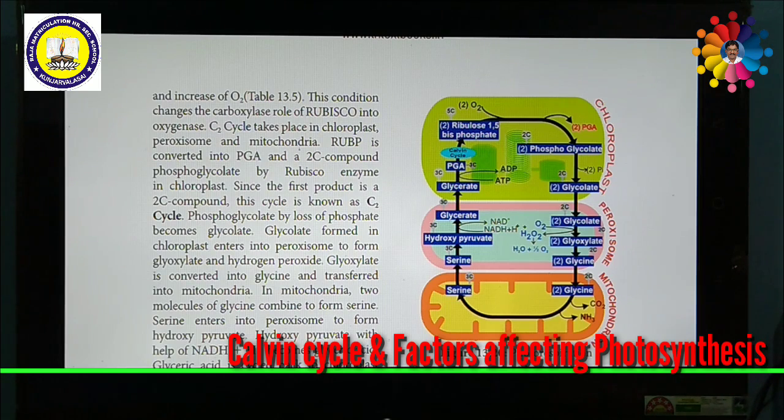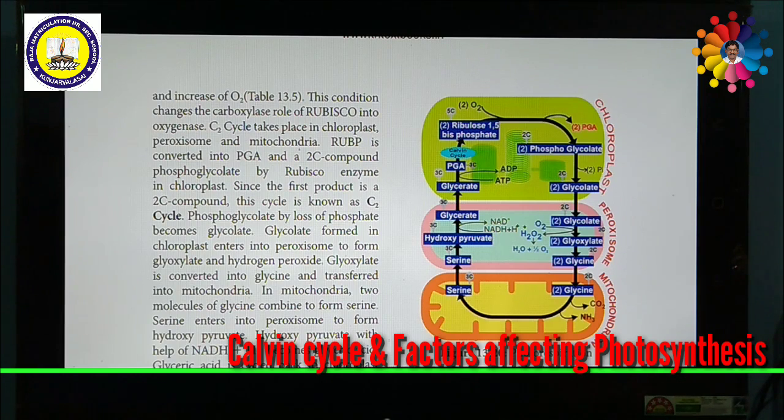That is photorespiration. So photorespiration is the excess respiration taking place in photosynthetic cells due to the low level of carbon dioxide. If there is little carbon dioxide and oxygen increases, then photorespiration takes place. This condition changes the carboxylase role of RuBisCO into oxygenase. So this is the C2 cycle.